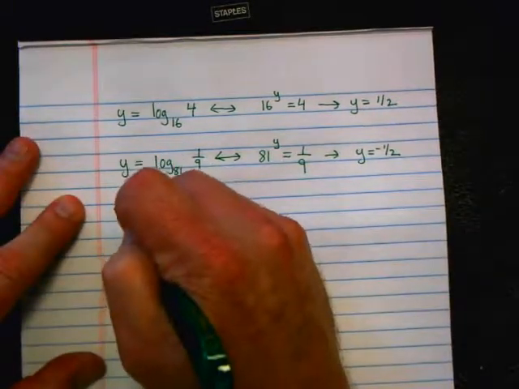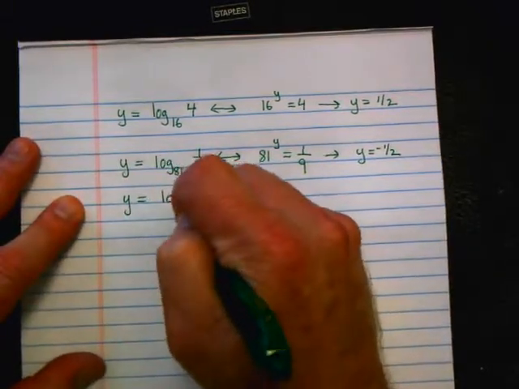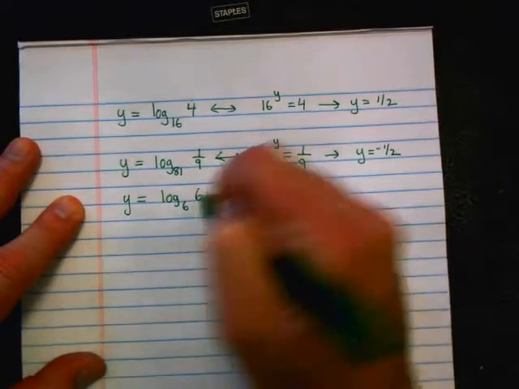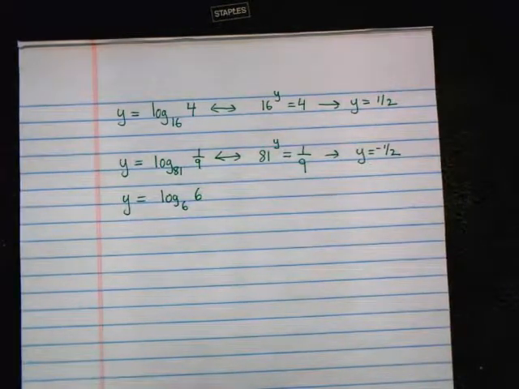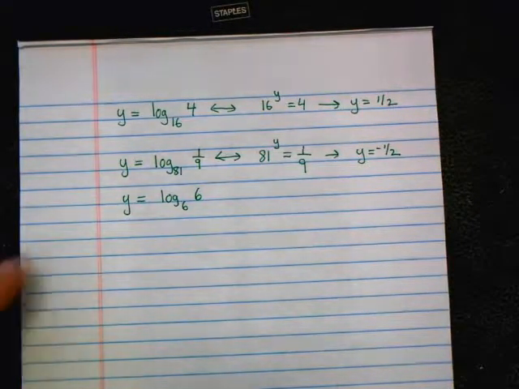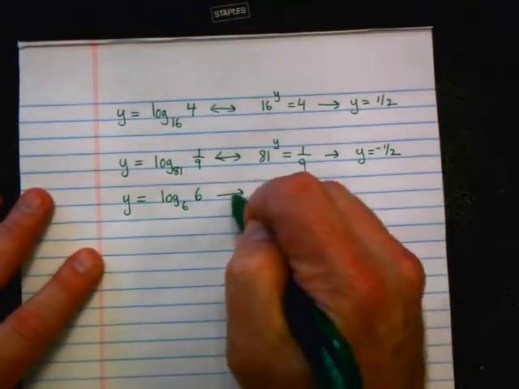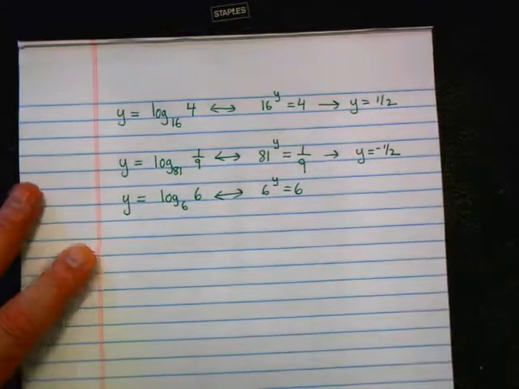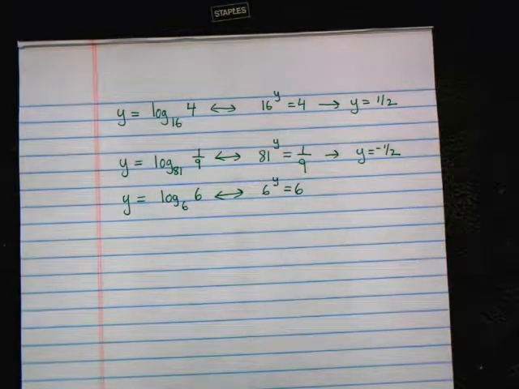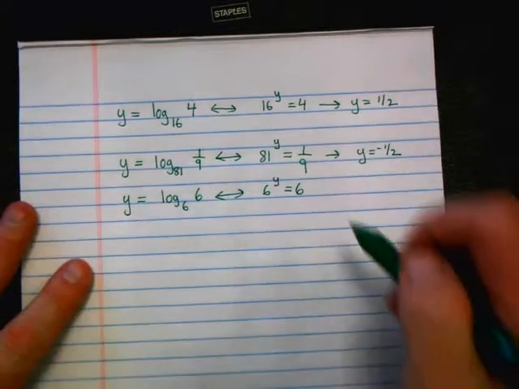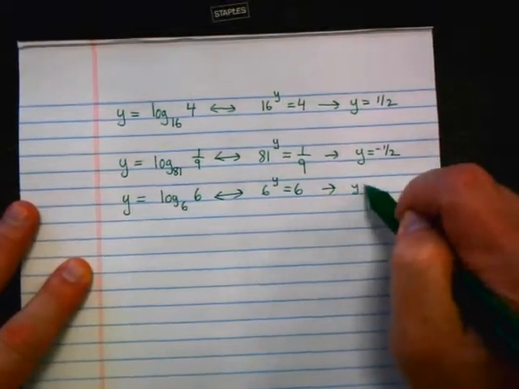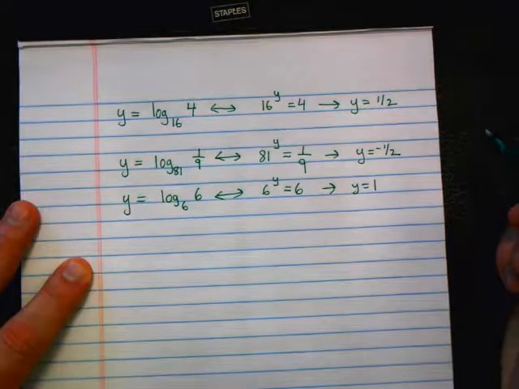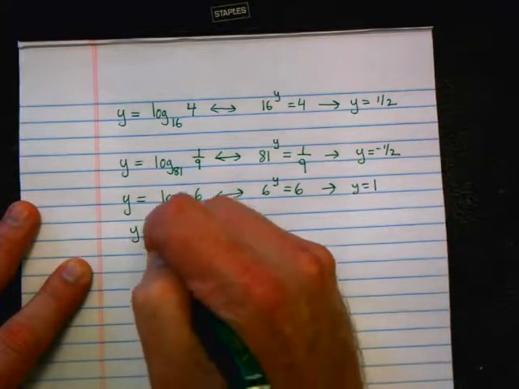What if I gave you y equals log base 6 of 6? 1. Why 1? I'm asking you 6 to what power gives you 6? And the answer is first power. Y would be 1. Well, do you think there's going to be a rule? Is there anything special about the number 6?